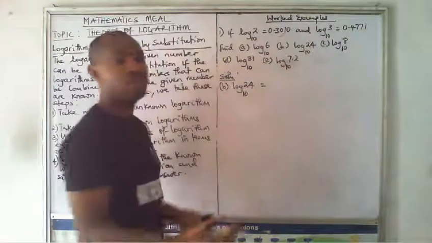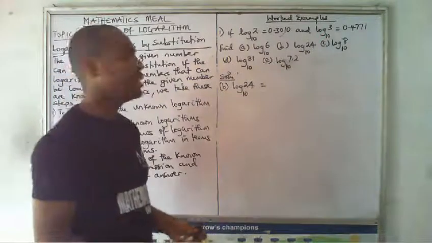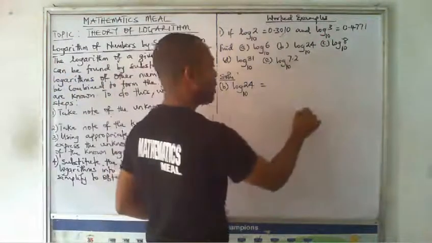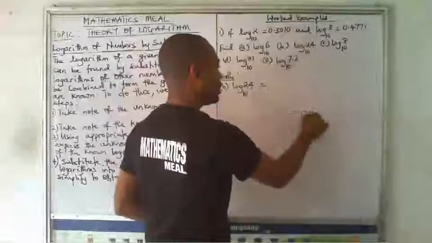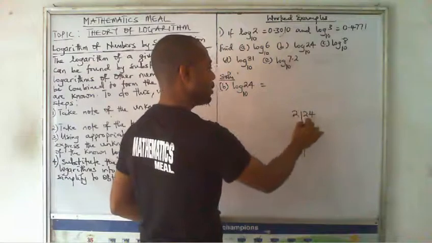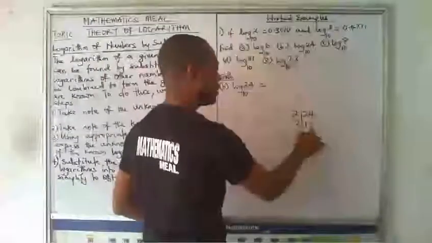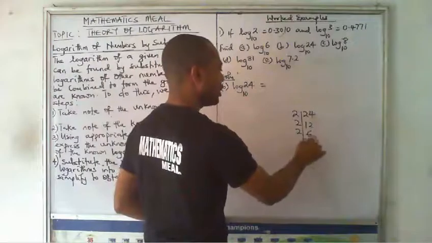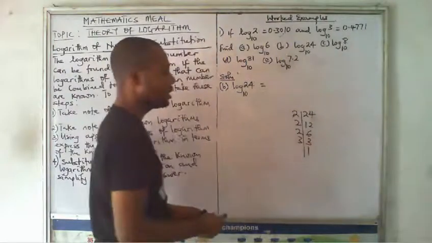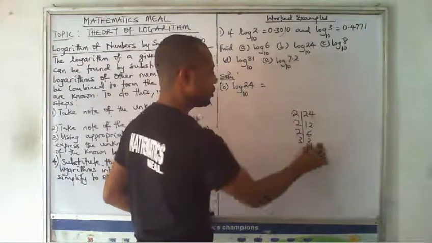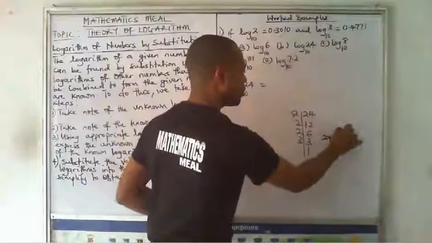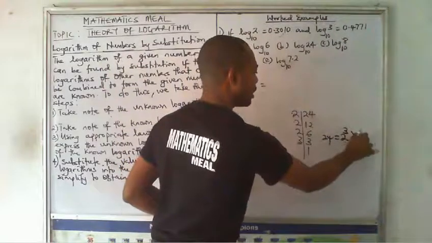So how many 2's are in 24 and how many 3's are in 24? The only way to do that is to divide 24 using 2 and 3. 2 divided into this gives 12, 2 divided into this gives 6, 2 divided into this gives 3, and 3 divided by 3 gives 1. So 24 actually contains three 2's. So 24 can be written as 2 raised to the power 3 times 3.